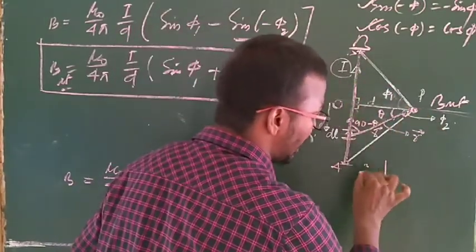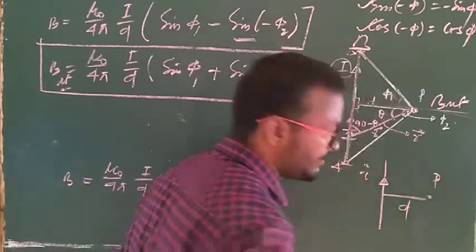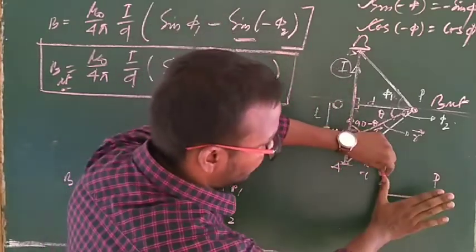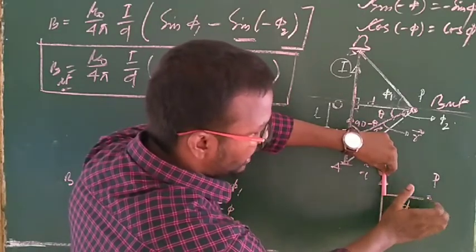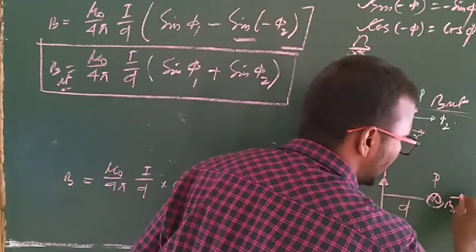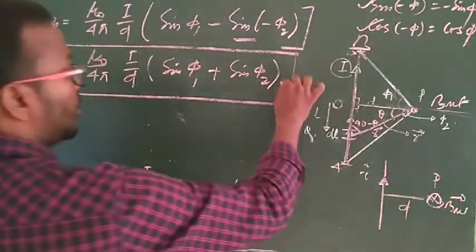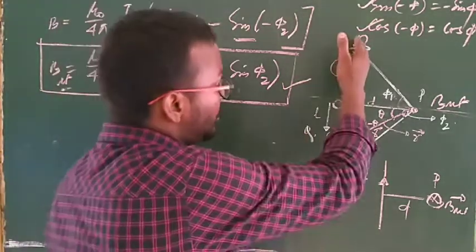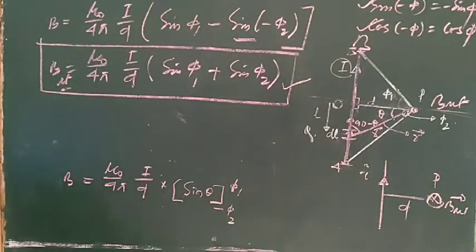Last class we discussed how to find the direction of magnetic field. There is a point P, and this distance is D. So in this case, the direction of magnetic field by using the right hand thumb rule: the thumb indicates the direction of current, and the curled fingers indicate the direction of magnetic field. So this is the direction of net magnetic field, which is inward and perpendicular to this plane. So this is all about the magnitude of magnetic field due to a long straight current carrying conductor. Clear?